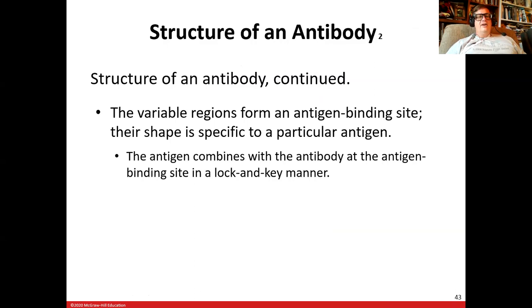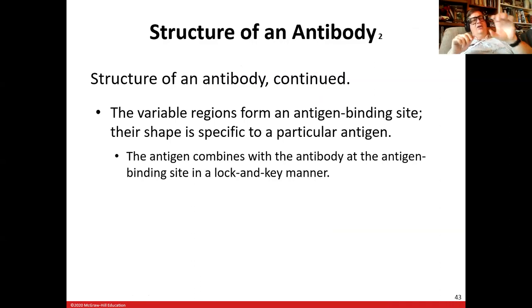The structure of an antibody. There are variable regions at the tips that we already talked about, those are what grab on. You saw it in the pretty picture. I used this phrase before and I didn't define it. They say it binds in a lock and key manner. I want you to understand that lock and key.